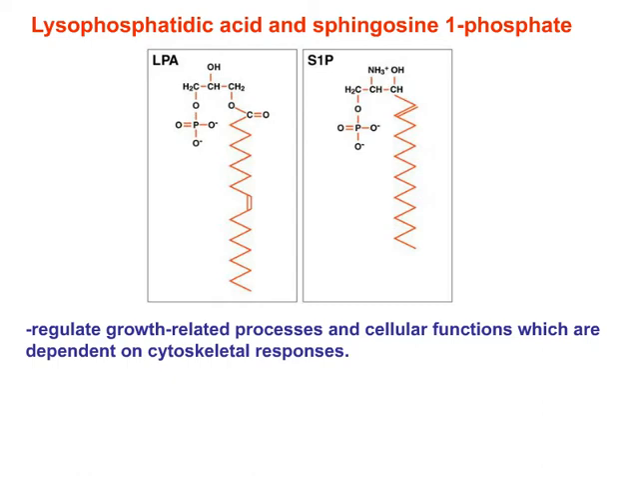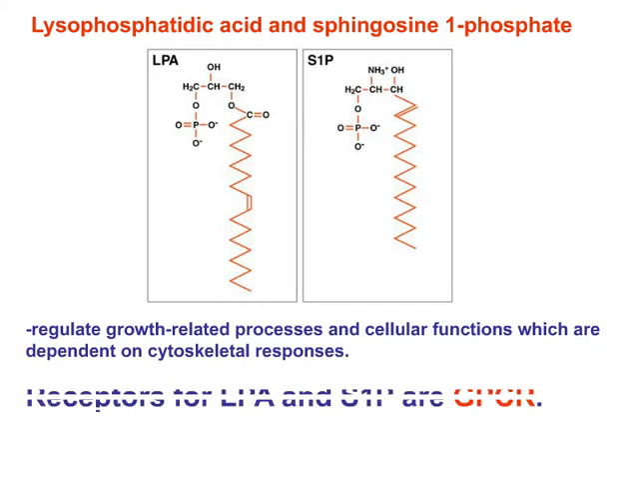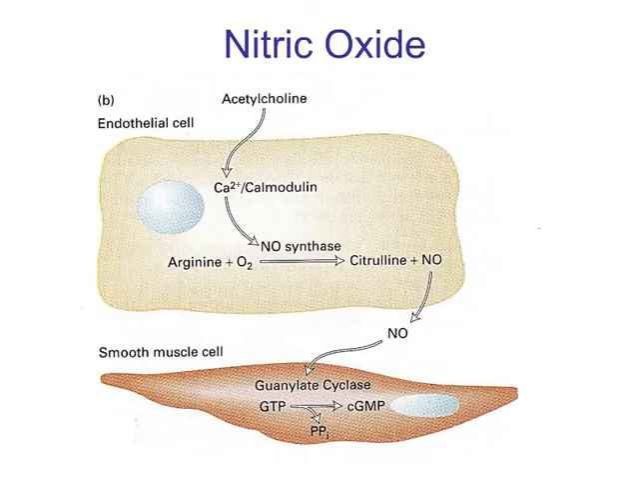Lysophosphatidic acid and sphingosine 1-phosphate are two newly discovered lipid messenger molecules that regulate growth-related processes dependent upon cytoskeletal responses. The receptors for both lysophosphatidic acid and sphingosine 1-phosphate are G-protein coupled receptors.